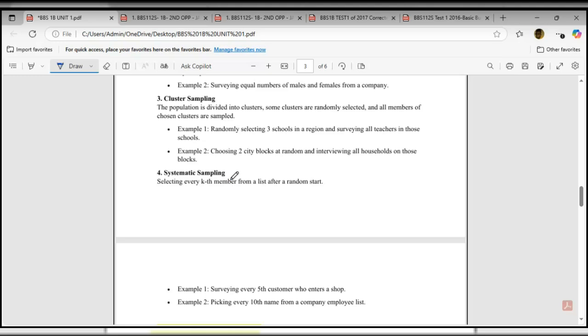So those four that I just described are the probability sampling methods. Then we have non-probability sampling methods.